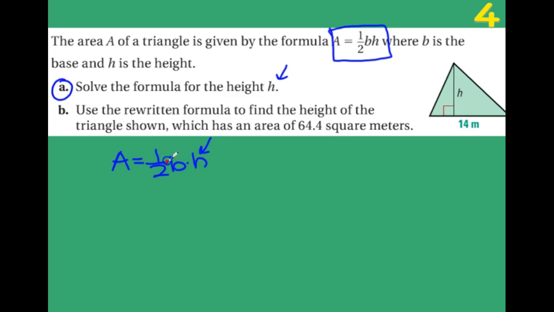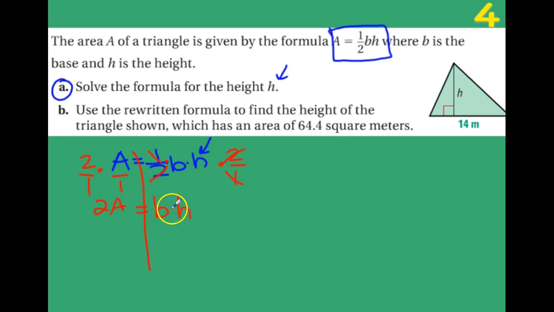So first, to get rid of this fraction, we multiply by the reciprocal. Remember, to undo a fraction, we multiply by the reciprocal. So 1 over 1 and 2 over 2 cancels out, and we have b times h. Well, 2 times A is 2A. 1 over 1 times 1 is 1. You don't really need to divide by 1. It's still just 2A.